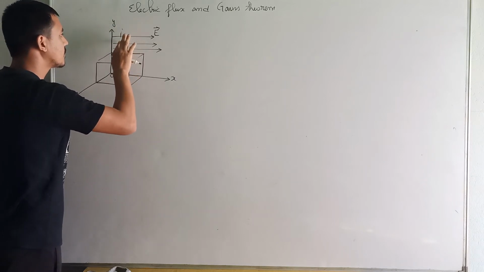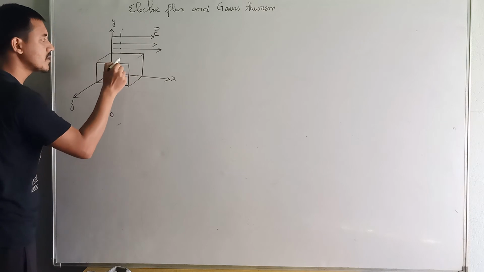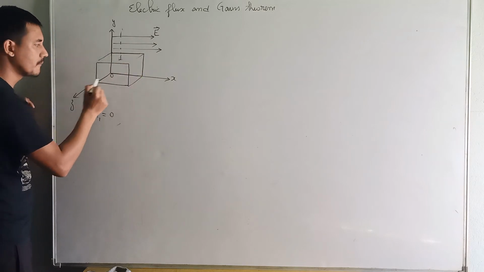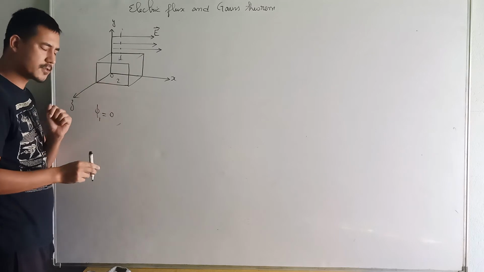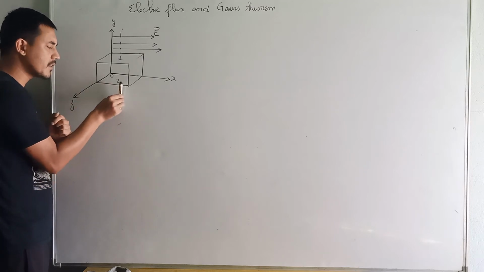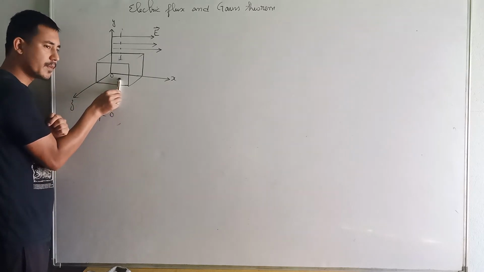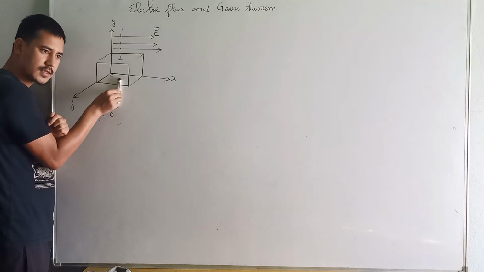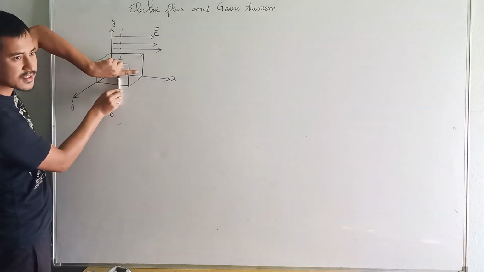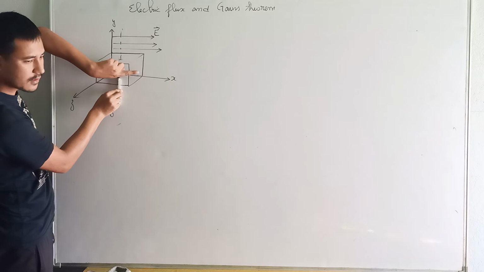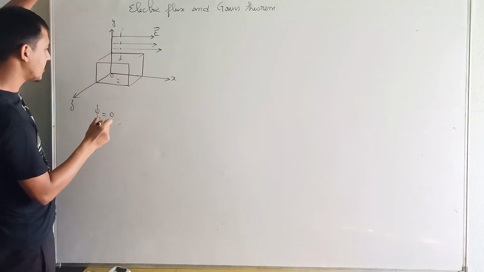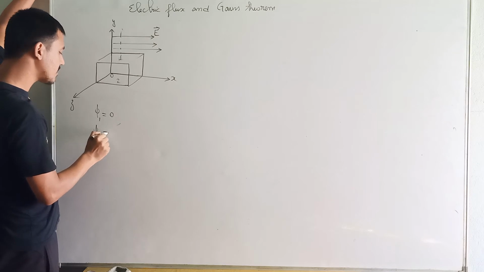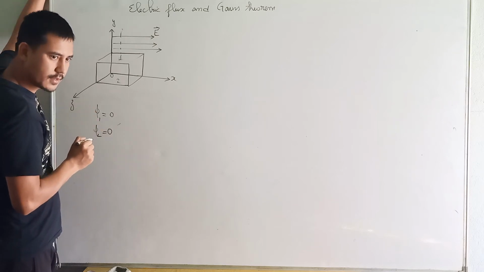Now let me take the bottom face. Top face means face 1, bottom face is 2. For face 2, the area vector will be acting perpendicularly outwards like this. Electric field is in this direction, right? What will be the angle between them? 90 degrees. That means phi 2 is also 0, right?